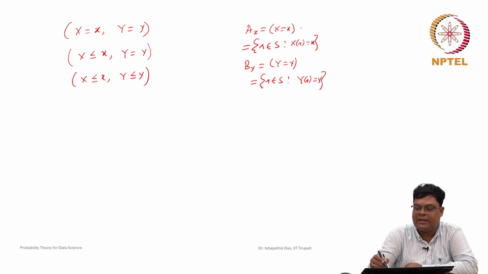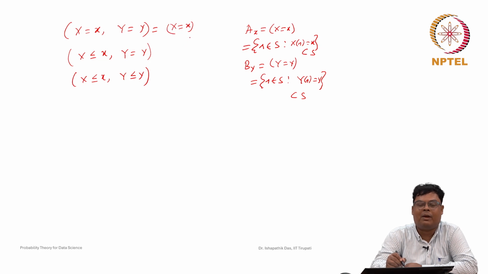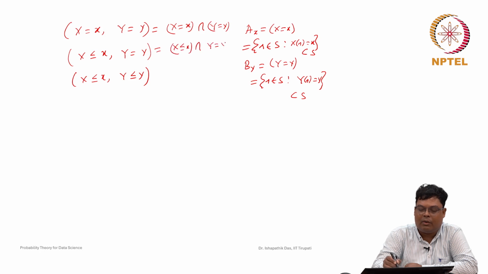Then Ax and By are both subsets of S, so each is an event. So, this is nothing but the event Ax intersection By. For simplicity, for understanding only, we use the notation, or you can directly write it like this. This is nothing but the event corresponding to x equal to x, because we have already discussed that for a random variable this is an event, intersection y is equal to y, which is another event. Similarly, here also x less than equal to x is an event, intersection y is equal to y, another event. Similarly, here also x less than equal to x event, intersection y less than equal to y.